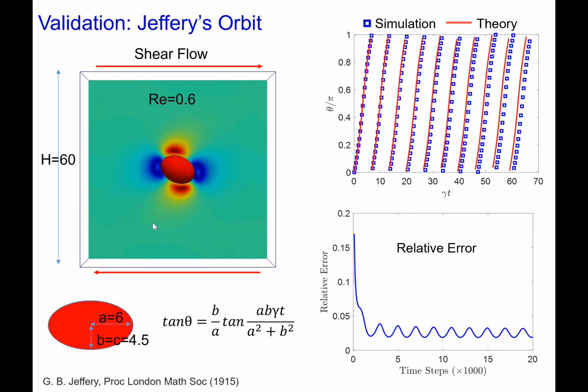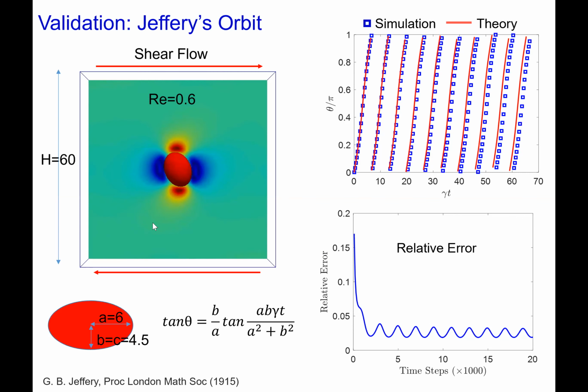The second one we did is we want to validate the coupling, because previously we only validated the cell model. What about the coupling? How do we know the coupling is correct? So we compared our numerical simulation with an analytical solution proposed by Jeffrey. It's called the Jeffrey's orbit.